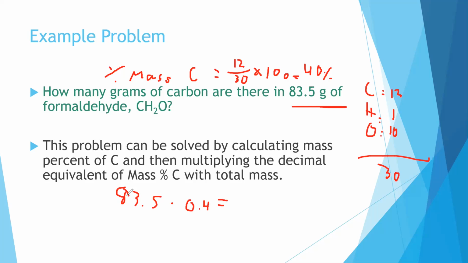And then you get 83.5 times 0.4, and you get 33.4 grams. So it's basically the exact same thing we did in the earlier problems, but then we multiply that as a decimal to get 33.4. We got the 0.4 from here.